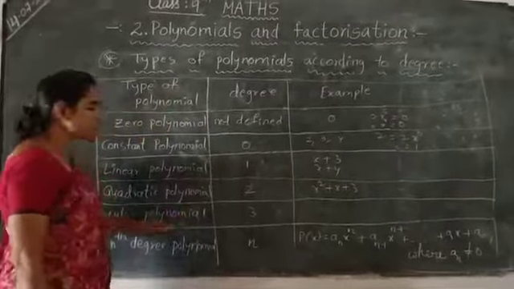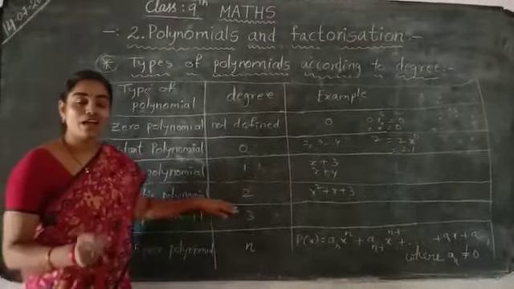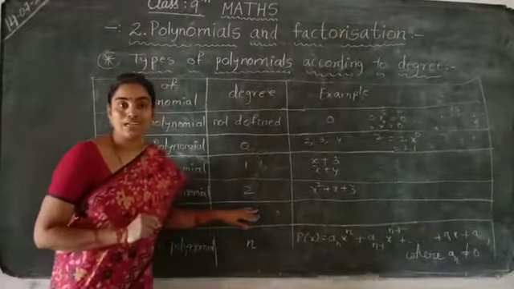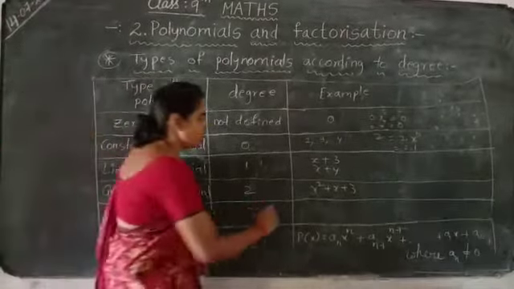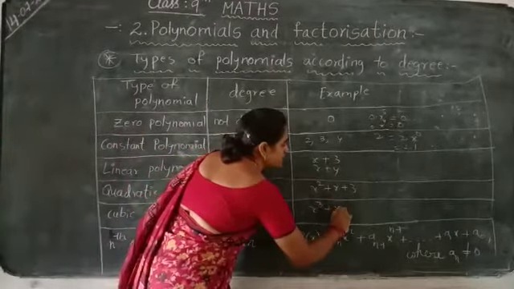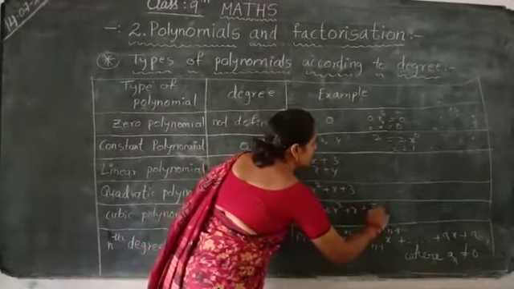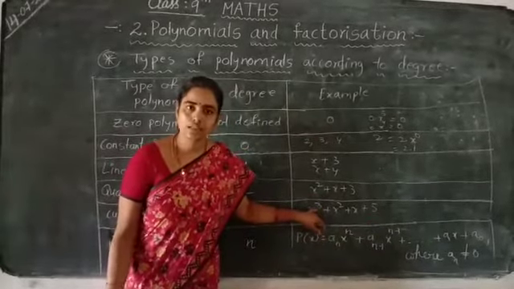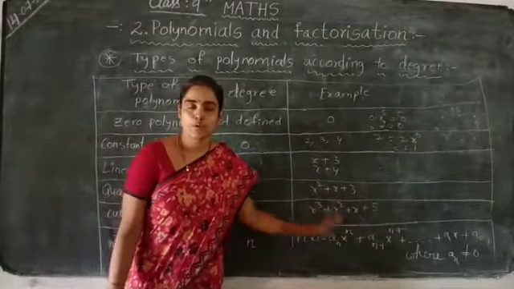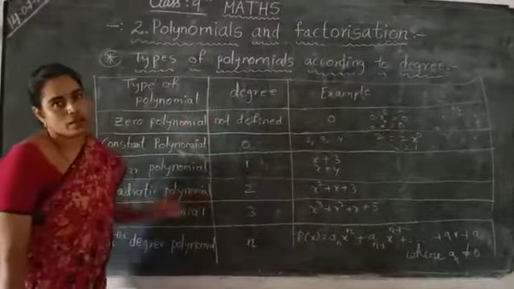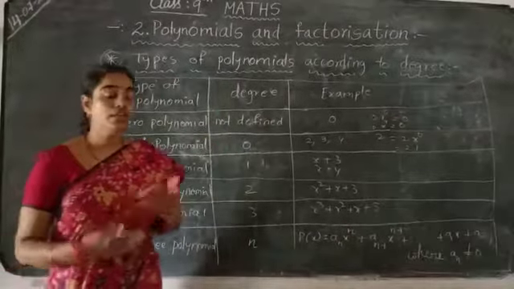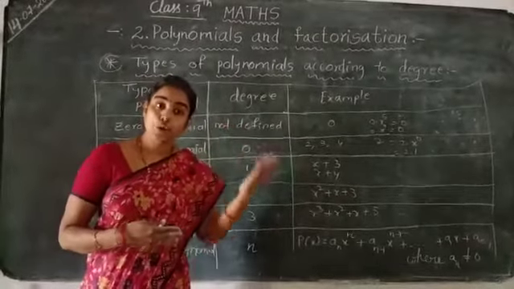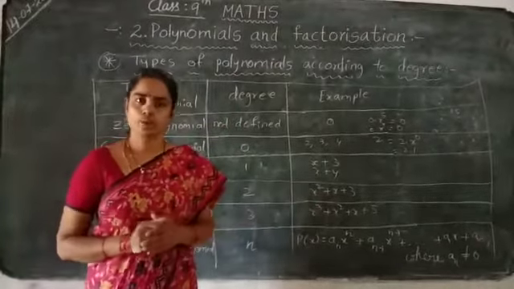Next, coming to the cubic polynomial, where the highest degree is 3. For example, x cube plus x square plus x plus 5. What is the highest degree here? 3. So these types of polynomials are called cubic polynomials. After that, if the degree of a polynomial is 4, then that polynomial is called a fourth degree polynomial.